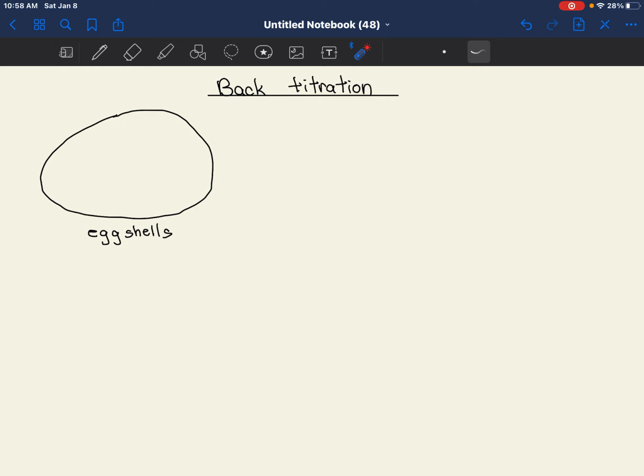eggshells are full of calcium carbonate. The question is, how much? So my unknown is, what is the percentage of calcium carbonate in eggshell? That's what I want to find out. And I'm going to use back titration to figure that one out. So let's say I have 0.5 grams of eggshells.